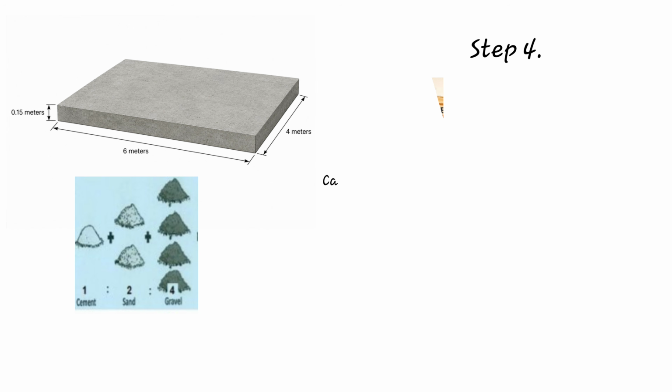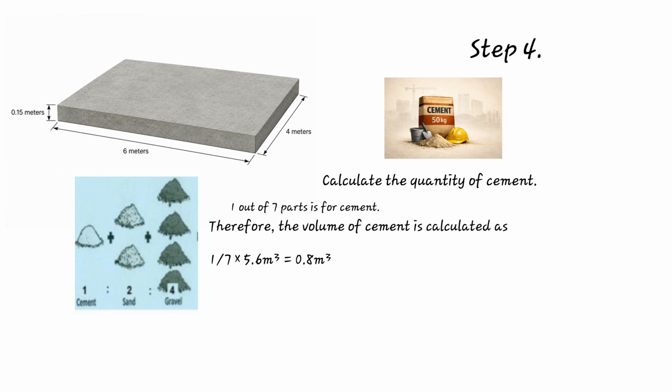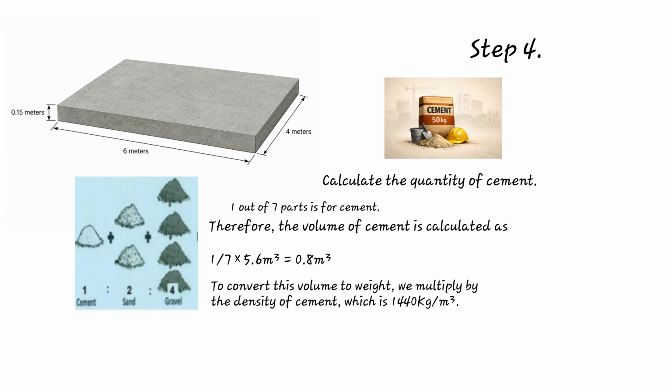Step 4. Calculate the quantity of cement. 1 out of 7 parts is for cement. Therefore, the volume of cement is calculated as 1 divided by 7 times 5.6 cubic meters, which gives 0.8 cubic meters. To convert this volume to weight, we multiply by the density of cement, which is 1,440 kilograms per cubic meter. Therefore, 0.8 cubic meters times 1,440 kilograms per cubic meter gives us 1,152 kilograms of cement.